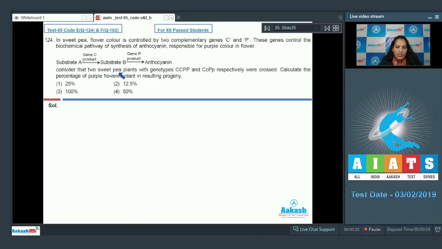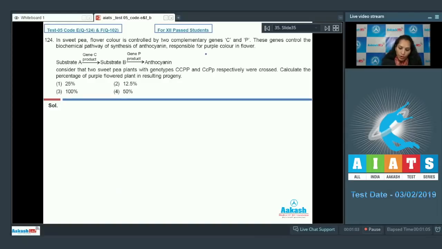Consider that two sweet pea plants with the genotypes capital C, capital C, capital P, capital P and capital C, small c, capital P, small p respectively were crossed. Calculate the percentage of purple flowered plants in the resulting progeny. First option 25%, second 12.5%, third 100%, fourth 50%.